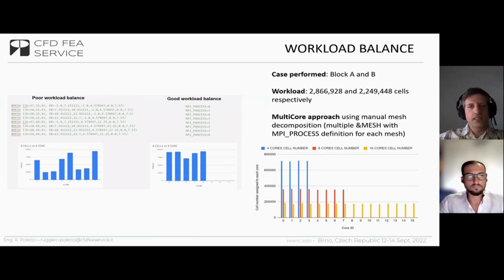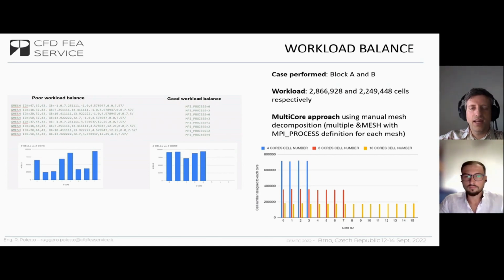Since a multi-core approach requires our initial simulation to be divided into sub-problems, it's worthwhile remembering that we need to define multiple meshes in our FDS case and use the MPI process parameter to allocate which core is solving which mesh. In our case, we performed the simulation on 4 cores, 8 cores, and 16 cores.